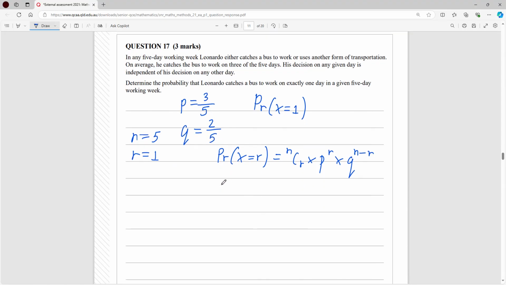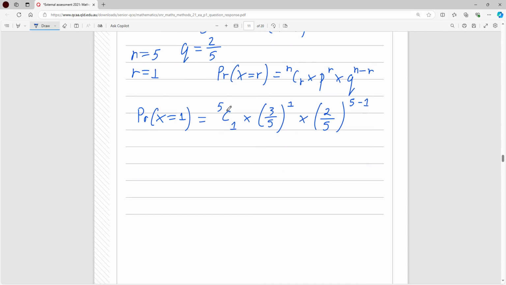So here, now remember, this is calculator free. You've got to work this out by hand. So the probability that x is equal to 1, so he catches the bus exactly once in a 5-day week, will be 5 choose 1, times 3 on 5 to the power of 1, times 2 on 5 to the power of 5 minus 1, okay?